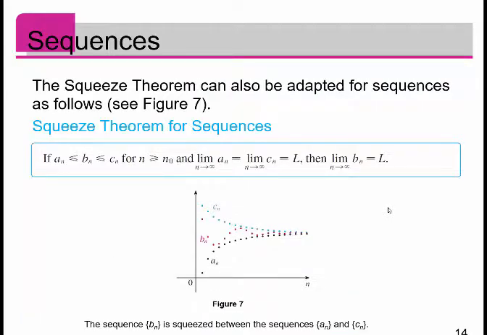Let's talk about the squeeze theorem real quick. The squeeze theorem can also be adapted for sequences as follows. If a sub n is less than or equal to b sub n, which is less than or equal to c sub n, for all n greater than or equal to some n sub 0, and the limit of a sub n as n goes to infinity is equal to the limit of c sub n, which is equal to L, then the middle sequence, b sub n, as n goes to infinity, must also equal L. Basically we're saying the sequence gets squeezed between a sub n and c sub n.